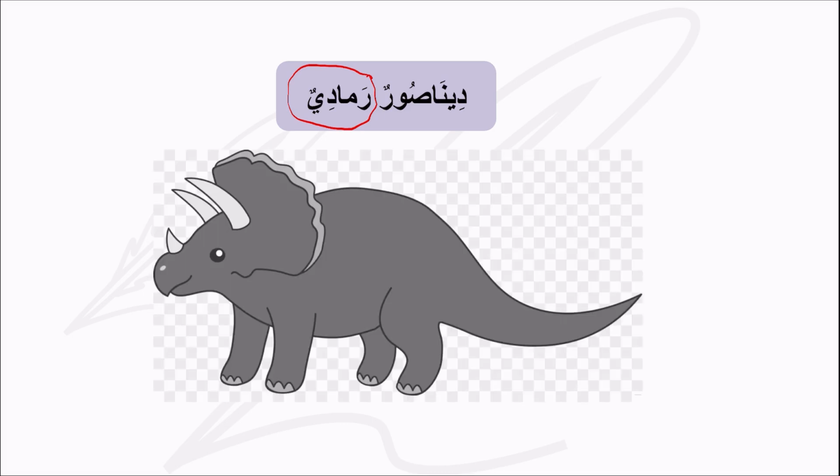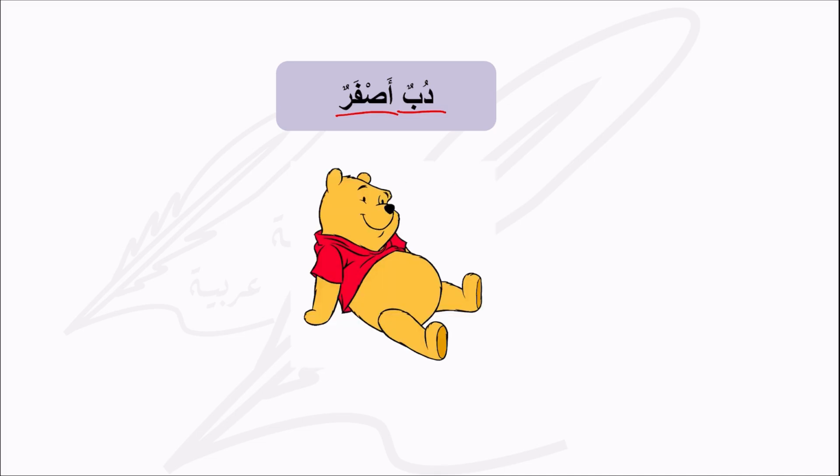ديناصور رمادي. What is رمادي? Again, it's what color? It's gray. So gray dinosaur, right? Good job. Here we have دب أصفر. So what are we expected to see? So دب is bear. Then we have yellow. It's دب أصفر. Good job, everyone.